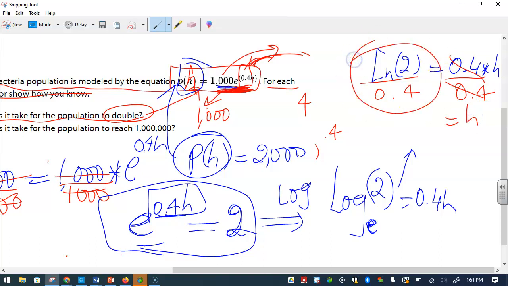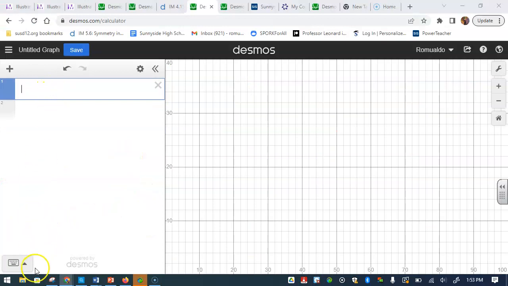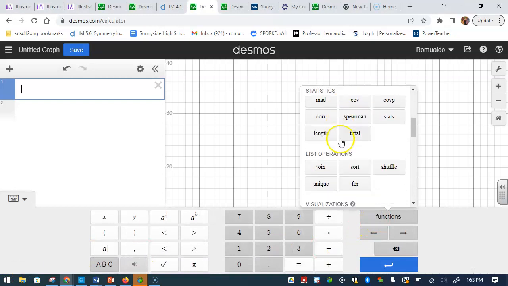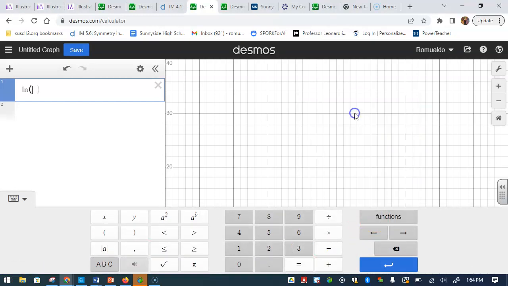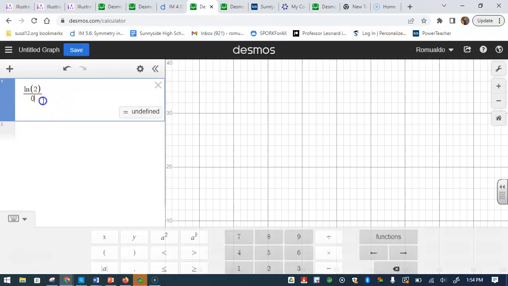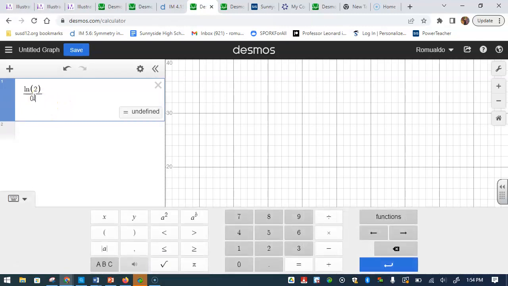Now, how do we figure this out? We have to put this in the calculator. So ln of 2 divided by 0.4. Let's check it out. Using the calculator, we can figure out, let me see, get the ln. From here, you can see, click here, go all the way down, and you see there's an ln, and you have to put ln of 2, and then the whole thing divided by 0.4. I think I forgot to put a point.